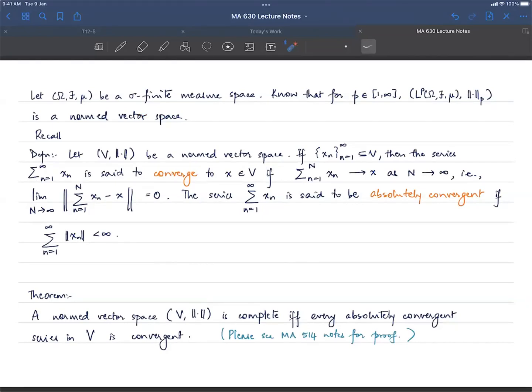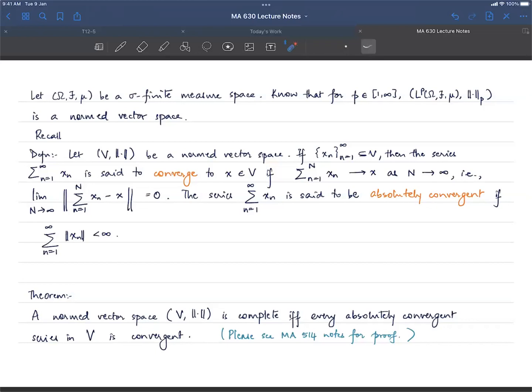Suppose omega, F, mu is a sigma-finite measure space. Suppose p is in the closed interval [1, infinity]. We know what L^p of omega, F, mu is, and we have shown that L^p of omega, F, mu together with this norm is a normed vector space. Now we want to show that this normed vector space is in fact complete. In other words, we want to show that every Cauchy sequence converges.